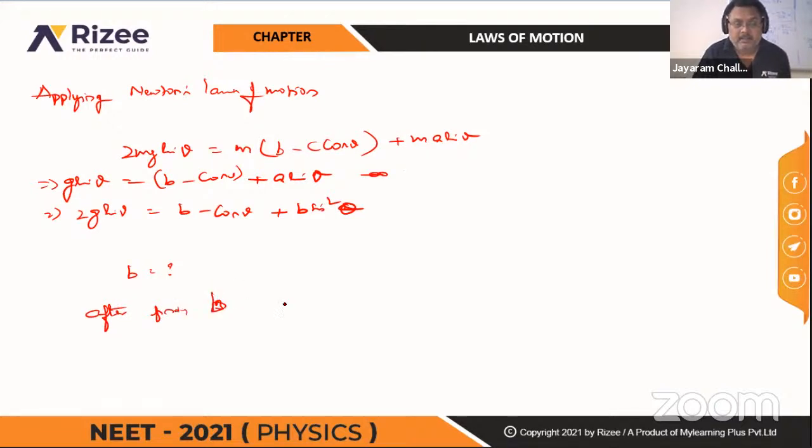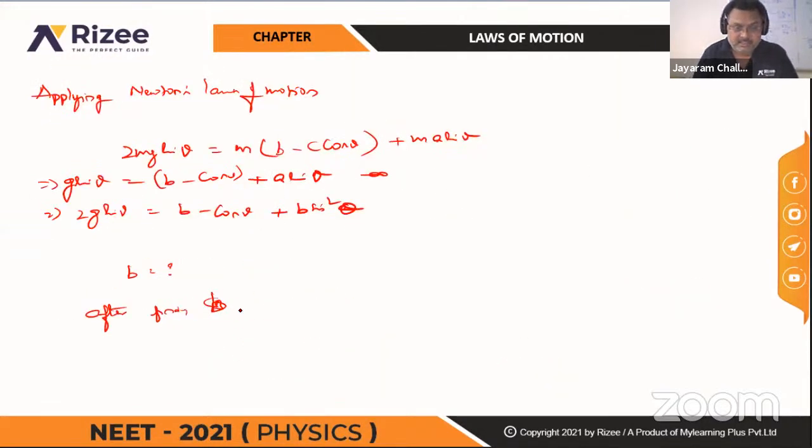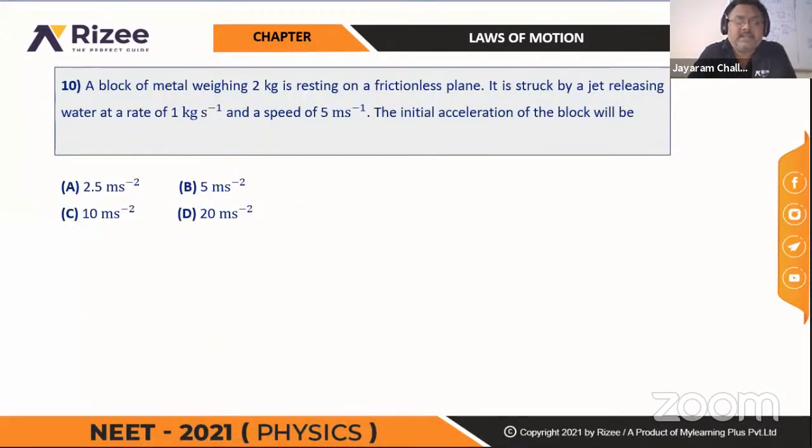After finding b, we know the relation between b and c: 2c is equal to b sine theta, or c is equal to b by 2 sine theta. So this is how you can find out the relation between them. It's a lengthy question basically.